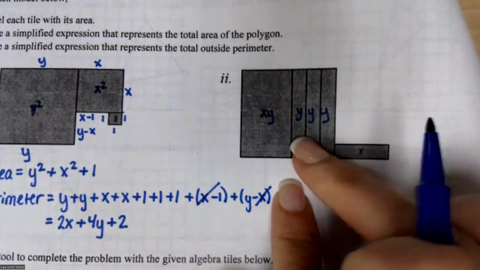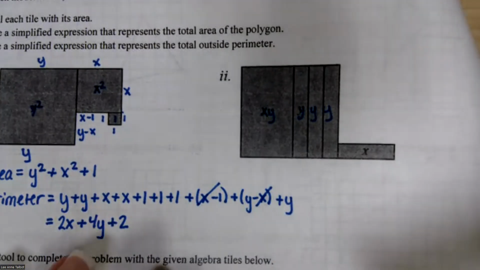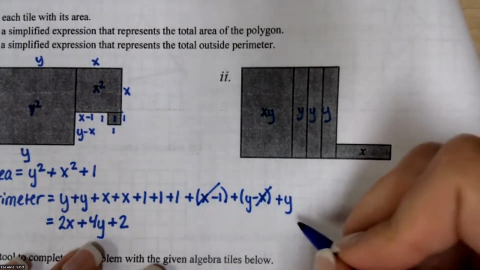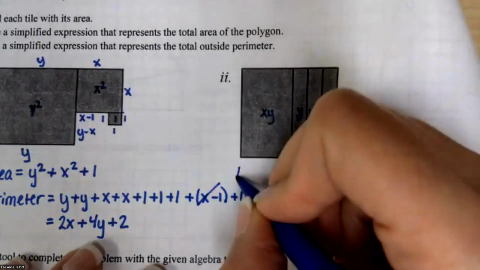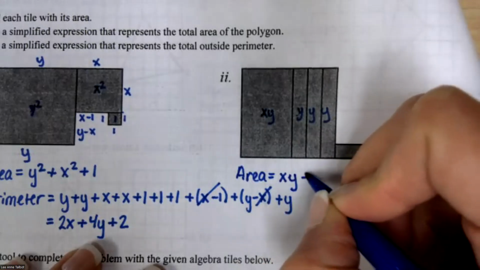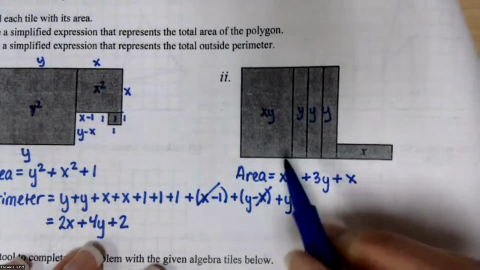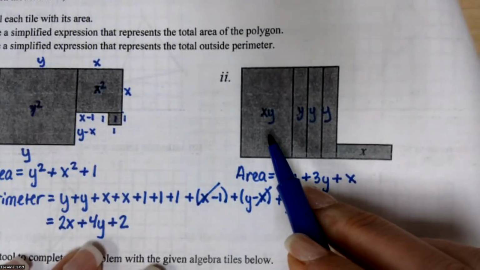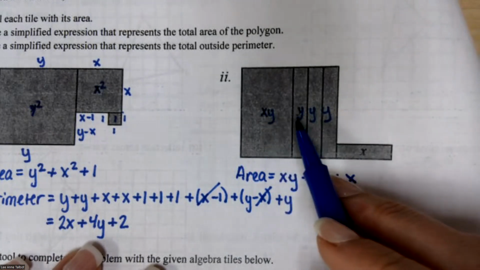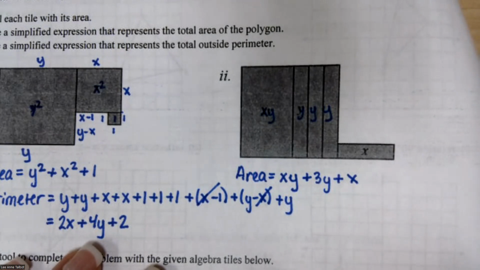Okay, so these long rectangles are all y's, so label those. And we can do the area right away. So there's xy. Why do I hear typing right now? Plus 3 y's plus an x.